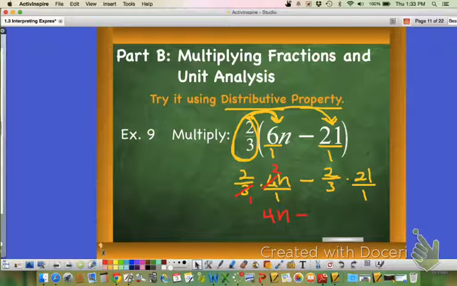This is not an equation. So on the right-hand part of my problem, I'm going to reduce this 3 with the 21, and I'm going to say 2 times 7 is 14. So the answer to this problem, simplifying by using the distributive property, is 4n minus 14. Okay, I think you've got enough information to be able to tackle those fraction problems. Good luck.